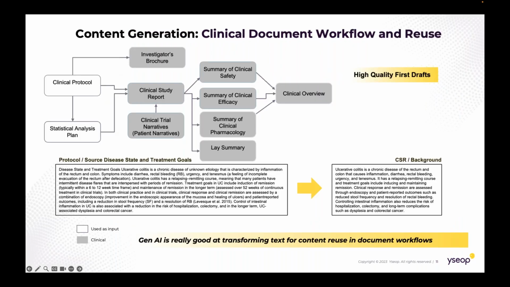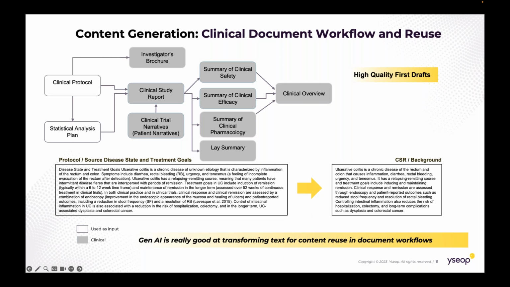So let's dig a little bit deeper in terms of how the workflow works for clinical documents. Well, if you start out with a clinical protocol and a statistical analysis plan, there's lots of documents downstream from that that could actually leverage these motherhood documents: investigators' brochures, clinical study reports, the narratives, all the summaries and the clinical overview, right? And so how do we use generative AI in this case?